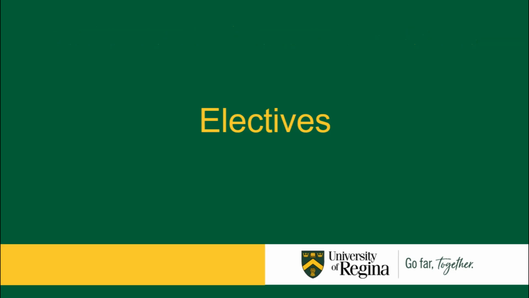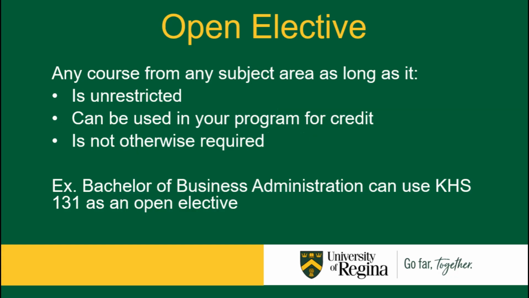Depending on your program, you may see different types of electives listed. Let's review some of the different types together. Open electives are any credit course from any subject area as long as it is unrestricted, can be used in your program, and is not otherwise required for your program. For example, KHS 131 can be used in the Bachelor of Business Administration since it's a credit course that is not restricted to just kinesiology and health studies students, and it's not otherwise required for the program.